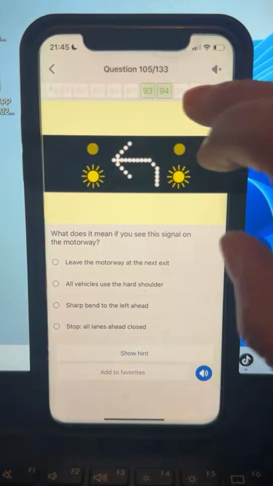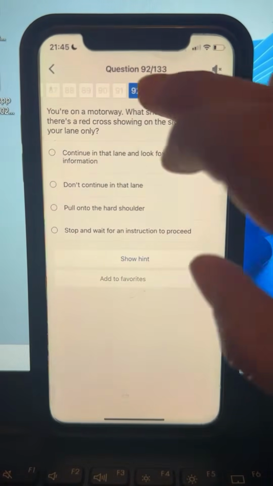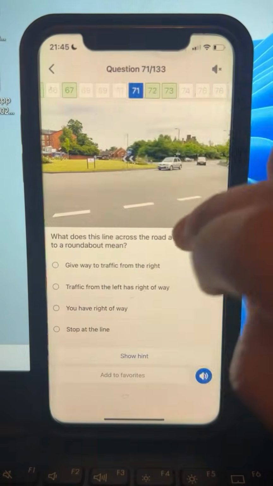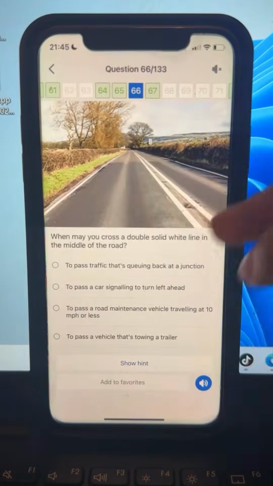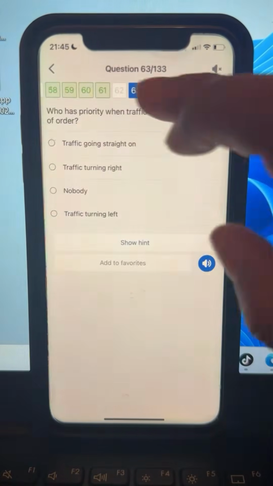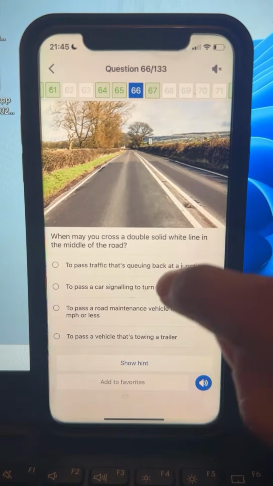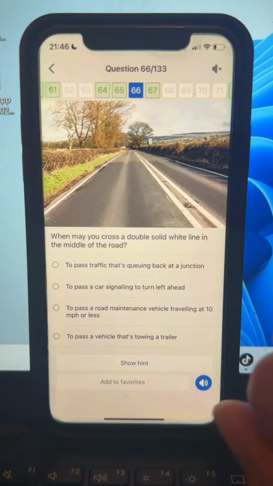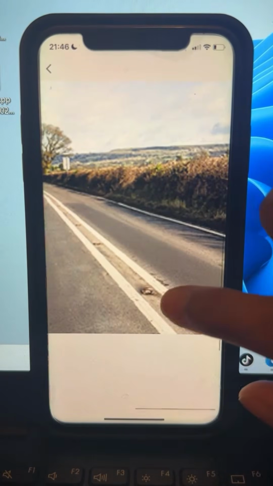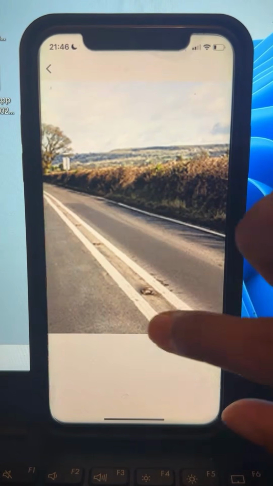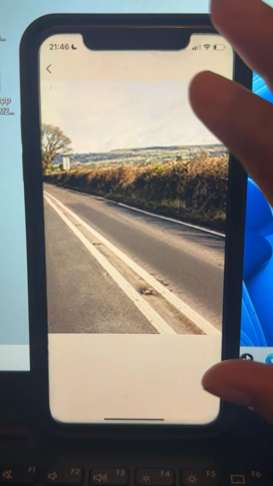There you go. Now we have a lot. We still need to cover all of these road markings. Any lines painted on the road we call road markings. When may you cross a double solid line in the middle of the road? As I explained earlier, if you see two lines in the middle of the road, both of you are not allowed to cross it. That's the normal rule.